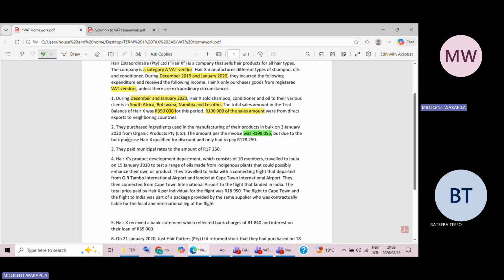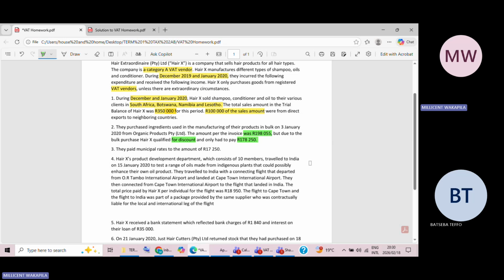But due to the bulk purchase by HairX, they qualified for a discount, so they only had to pay 178,250, right? So the amount that you have to use now is 178,250, because you're taking into consideration the discount that you have been given, right?